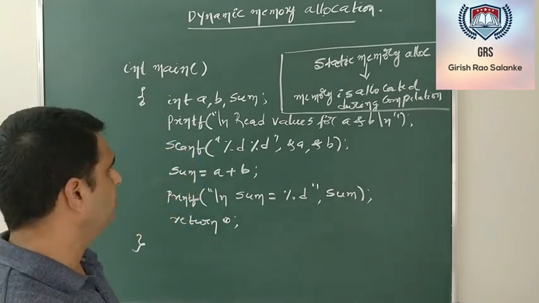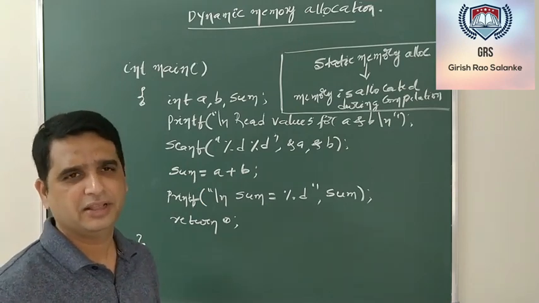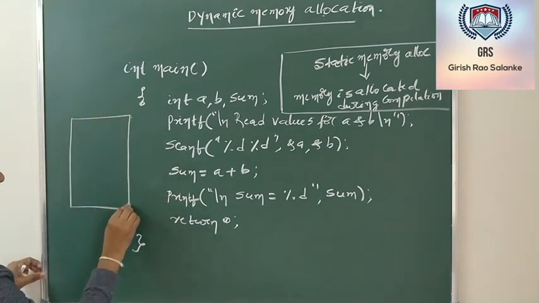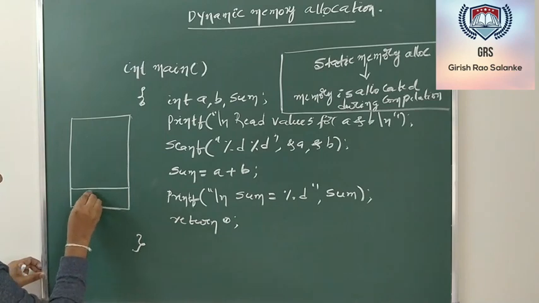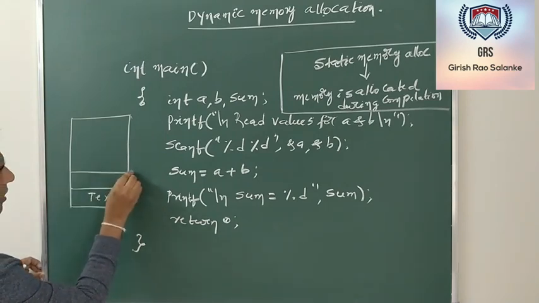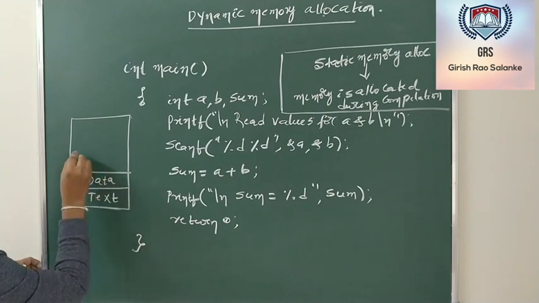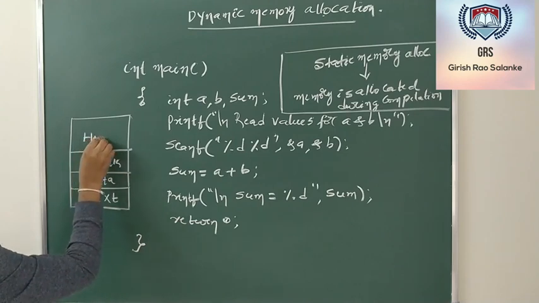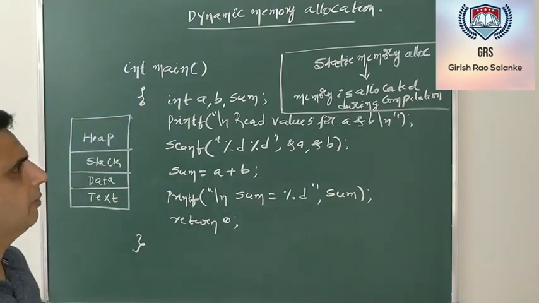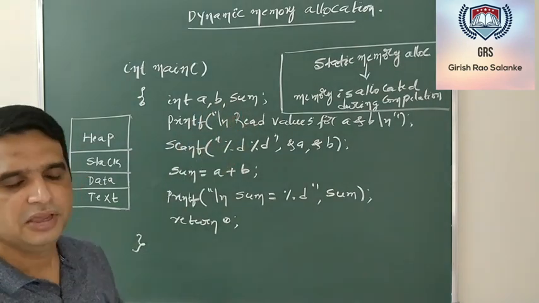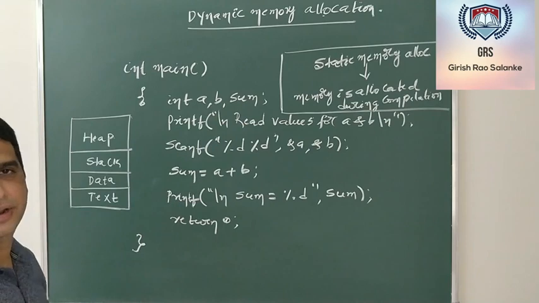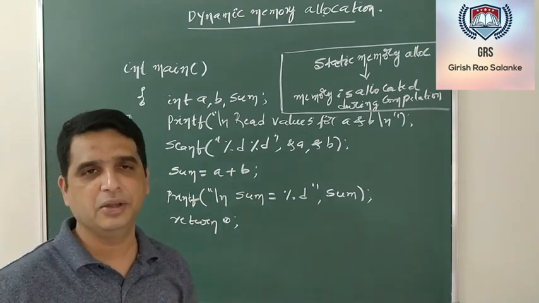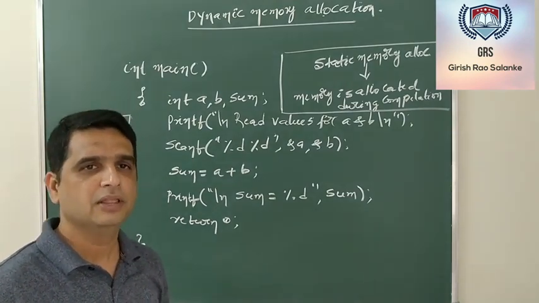Whenever you take the memory layout of a C program, it generally constitutes four different segments. The first is the text segment, the second is the data segment, the third is the stack, and the fourth is the heap. With respect to this program, all these variables A, B and sum are going to take memory from the stack region. That is, during static memory allocation, the memory allocated during compilation time will be taken from the stack region.